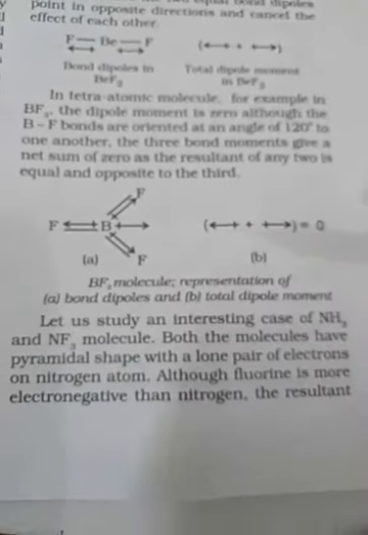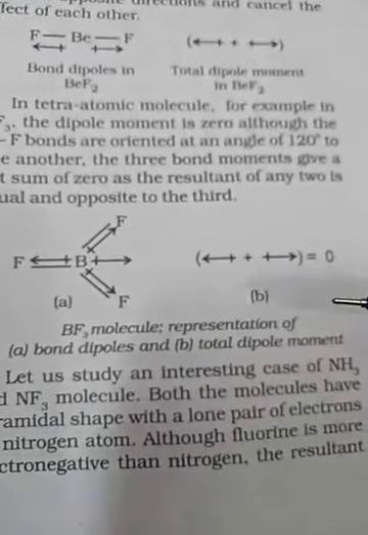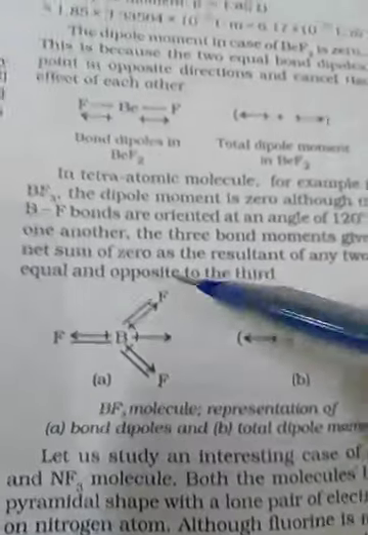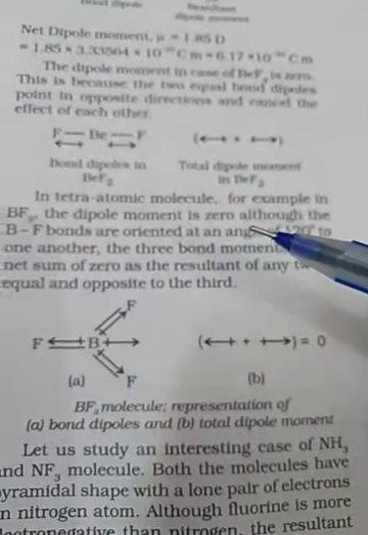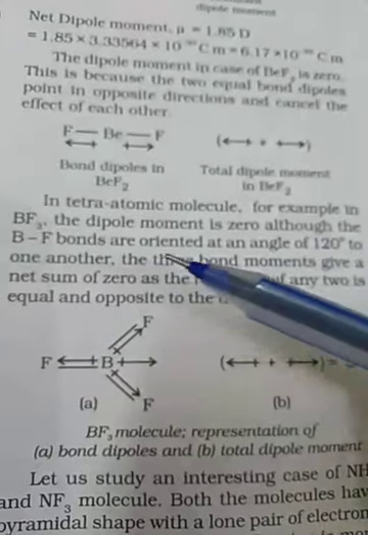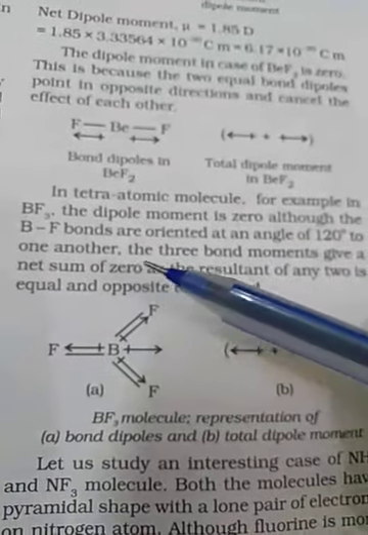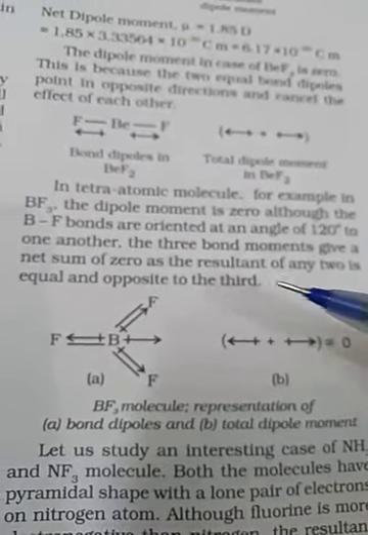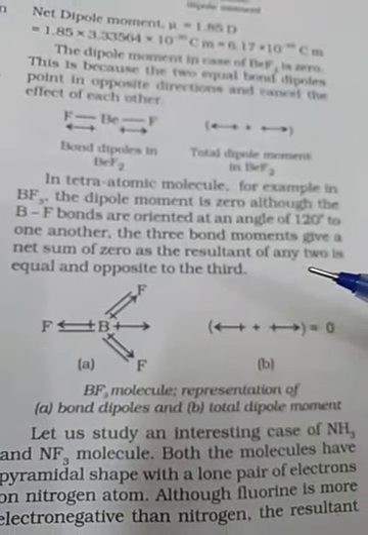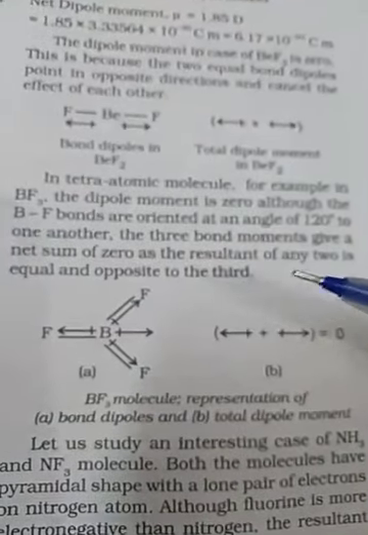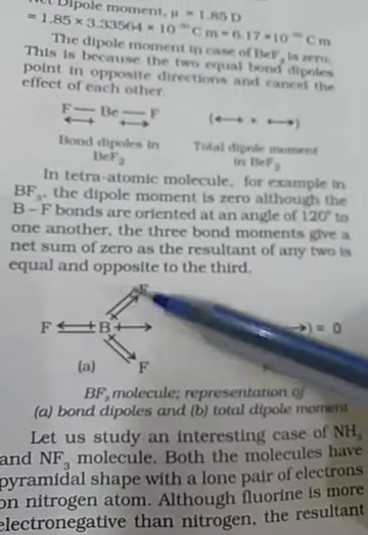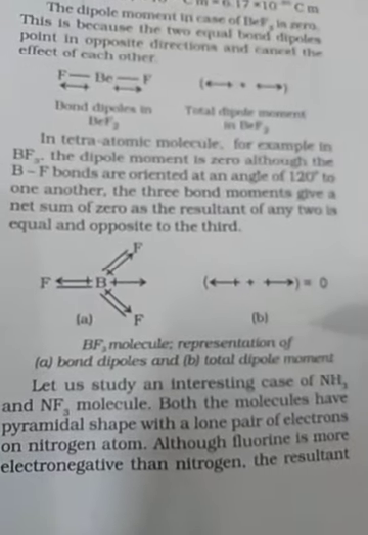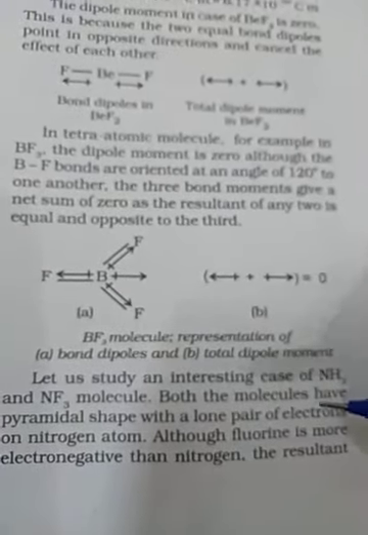Let us study an interesting case. In tetra atomic molecules, for example in BF3, the dipole moment is 0. Although the BF bonds are oriented at an angle of 120 degrees to one another, the three bond moments give a net sum of 0, as the resultant of any two is equal and opposite to the third. So the dipole moment of BF3 is 0. Now for NH3 and NF3, I will tell you.